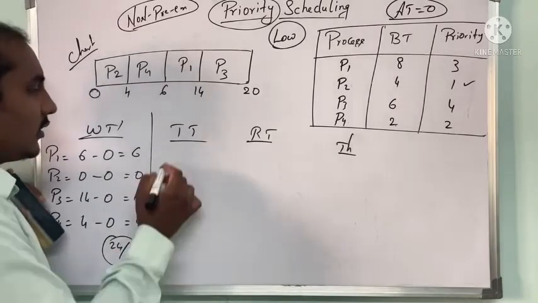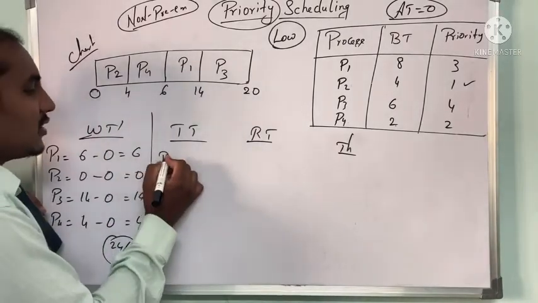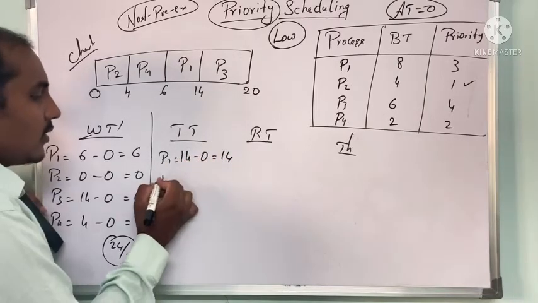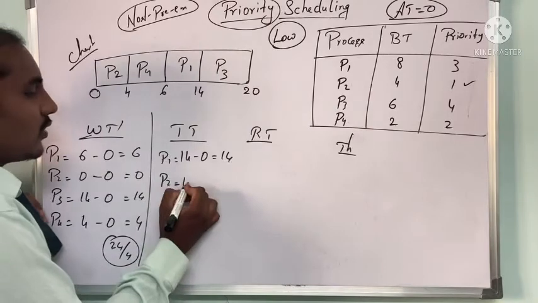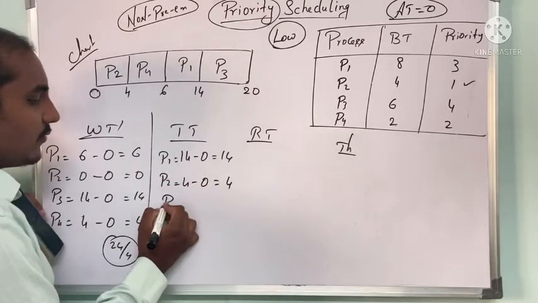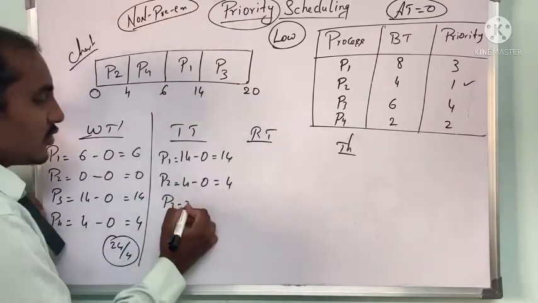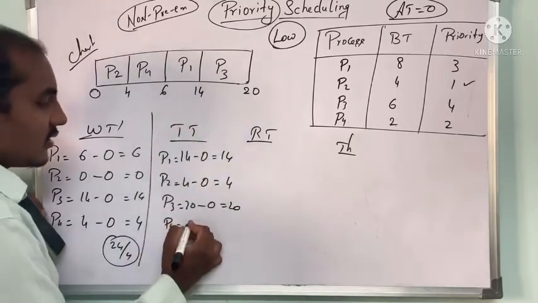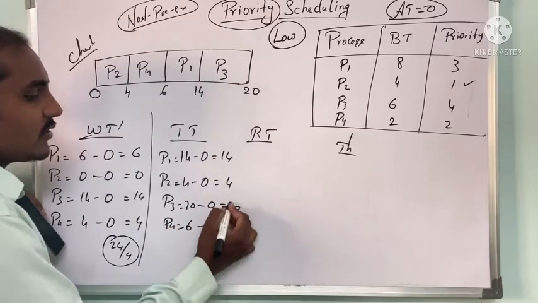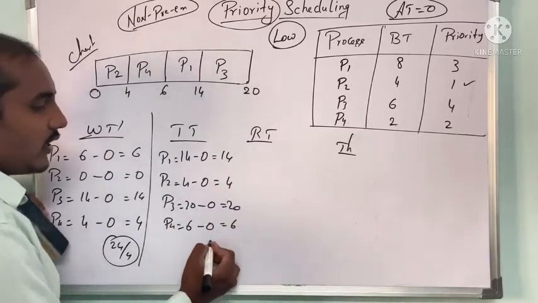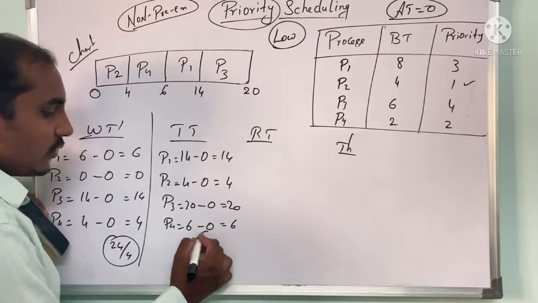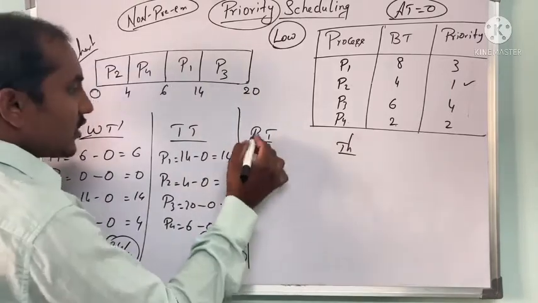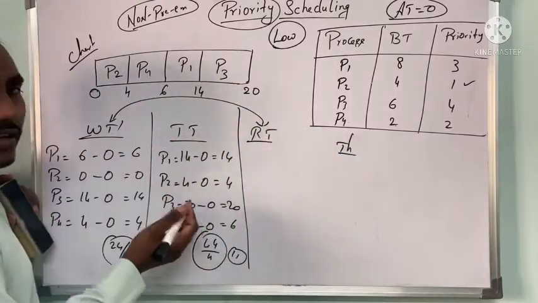And again, turnaround time is time of completion minus arrival time. P1 completed at 14 milliseconds, arrival time was 0, which is 14. P2's time of completion is 4, time of arrival is 0, so we will have 4. P3's time of completion is 20 minus 0, which is 20. P4's time of completion is 6, arrival time is 0, so we have 6. So the total will be 44, and 44 by 4, that is 11 milliseconds, will be your turnaround time.